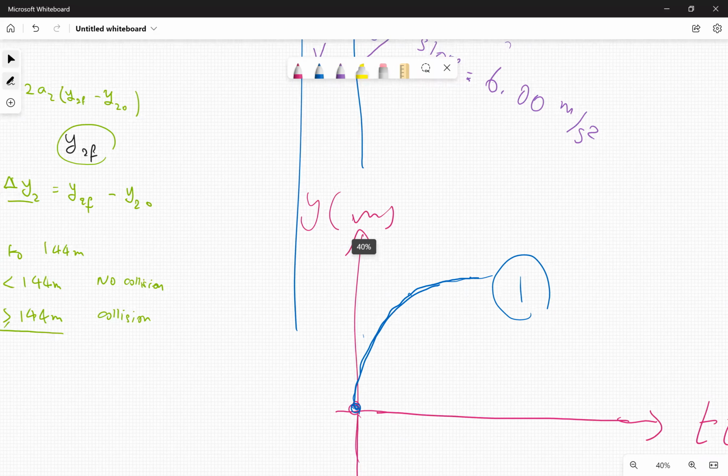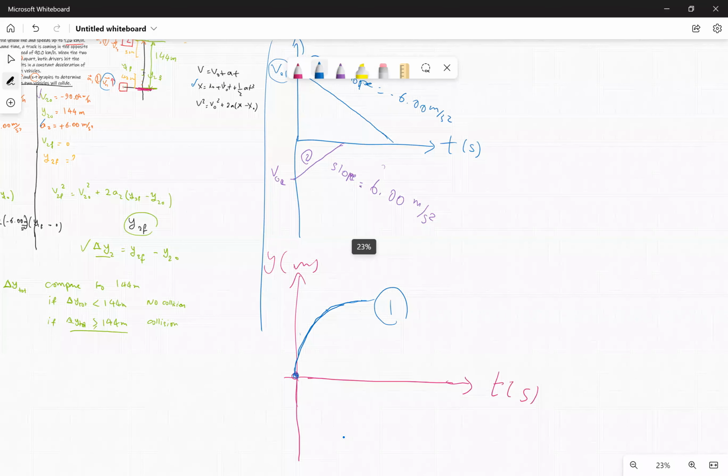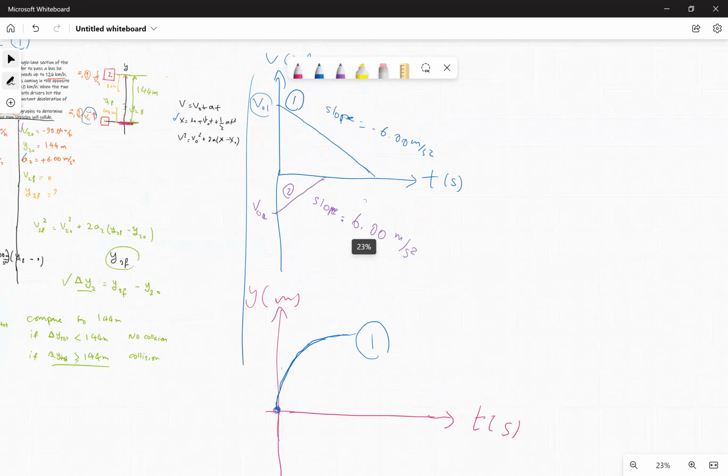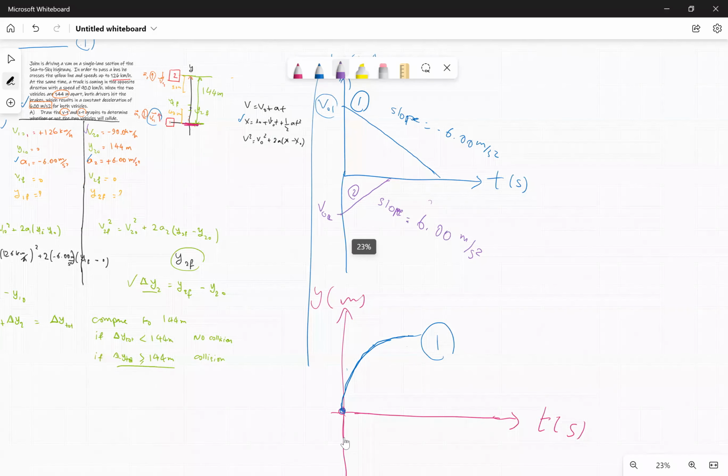There we go. This is the position time graph for car one. And now let's draw the position time graph for car two. Let's use purple. I know that the initial position of car two is at 144 meters. This is 144 meters.